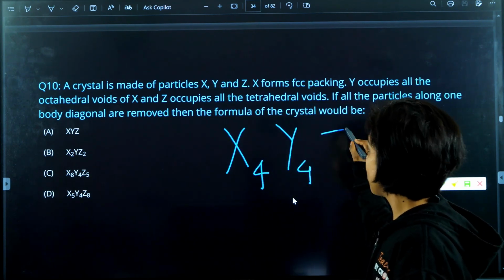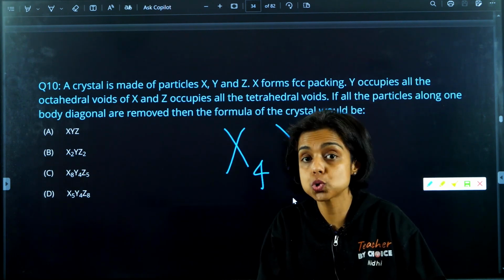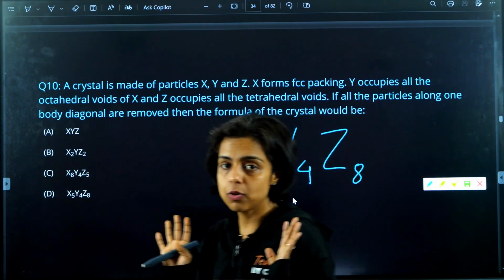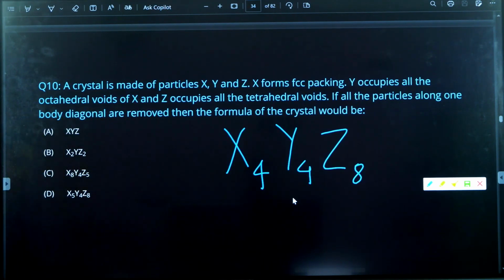and Z occupies all tetrahedral voids. So if N is the number of atoms per unit cell, 2N is the number of tetrahedral voids. Yes. So this is our crystal formula.